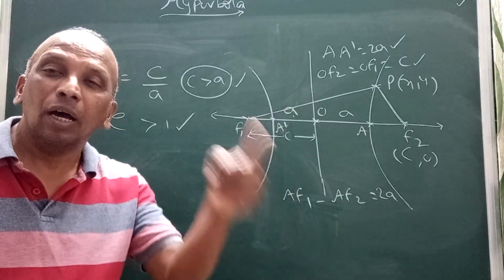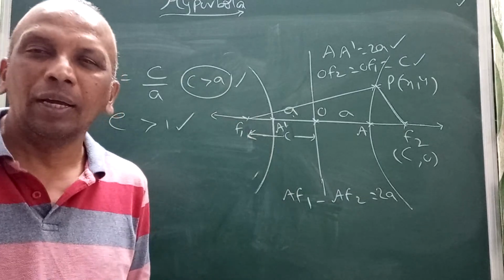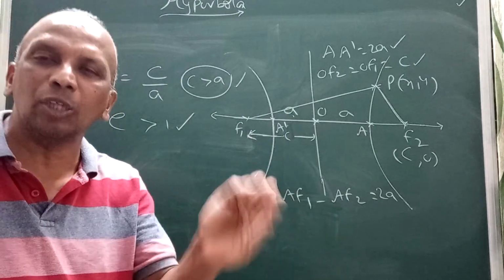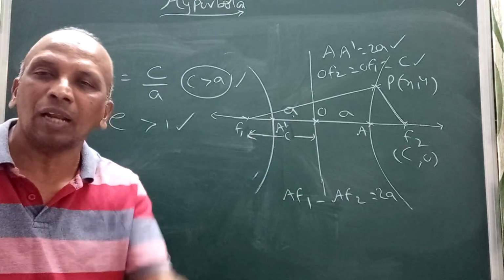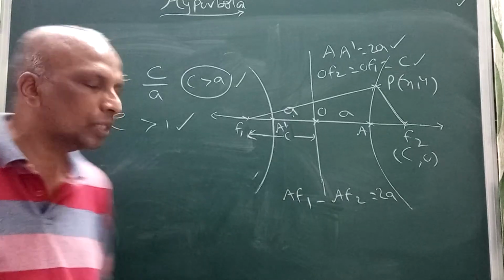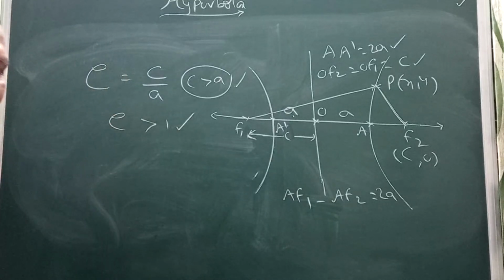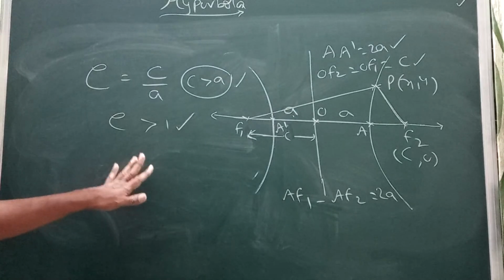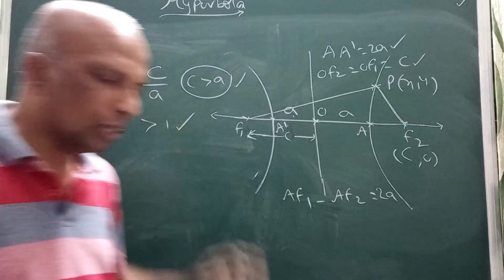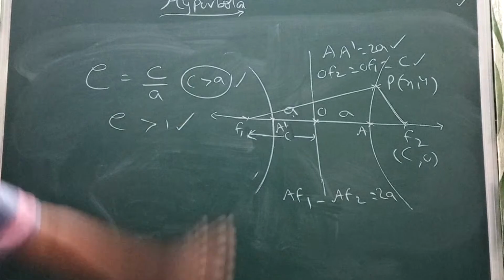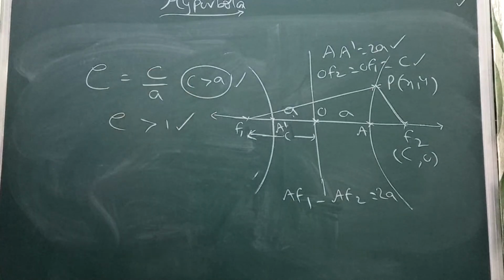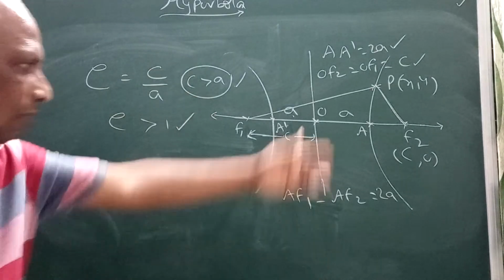The eccentricity of an ellipse is less than 1. The eccentricity of a parabola is e equal to 1. The eccentricity of a circle is e equal to 0. That we discussed. For the hyperbola, you remember the eccentricity should be greater than 1, with e equal to c by a.